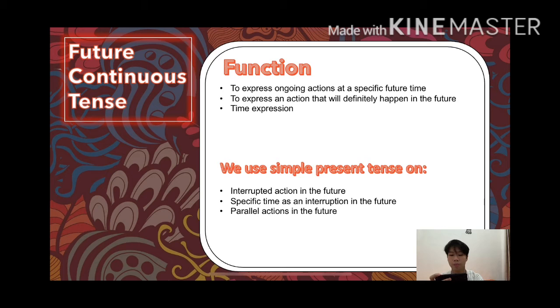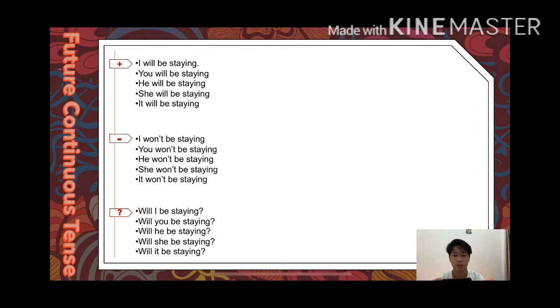We use it for an interrupted action in the future, a specific time as an interruption in the future, and parallel actions in the future. For the example, the positive one is I will be staying. For the negative one, I won't be staying. For the question, will I be staying?